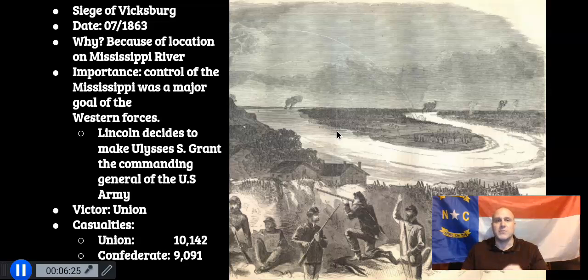This is the siege in which Abraham Lincoln says, I know the guy who's going to lead this army to victory. This is where General Ulysses S. Grant gets placed in charge of the whole Union Army. Again, it is a Union victory. Look at the casualties again. More Union casualties, 10,000 to the Confederate 9,000. What that doesn't include is the 29,000 Confederate soldiers that surrendered from the city of Vicksburg.